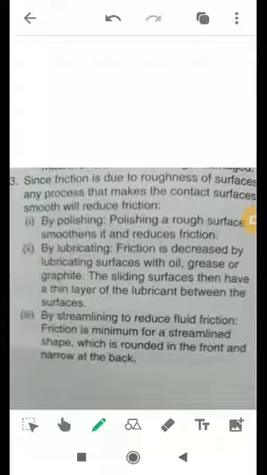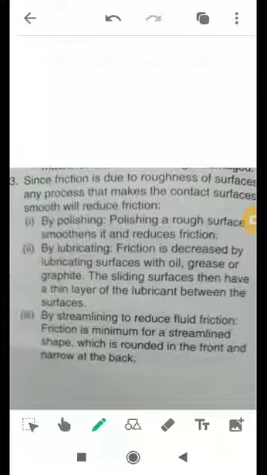First method to reduce the friction is polishing. Polishing a rough surface smoothens it and reduces friction. By lubricating, friction is decreased by lubricating surfaces with oil, grease or graphite. The sliding surfaces then have a thin layer of lubricant between the surfaces.